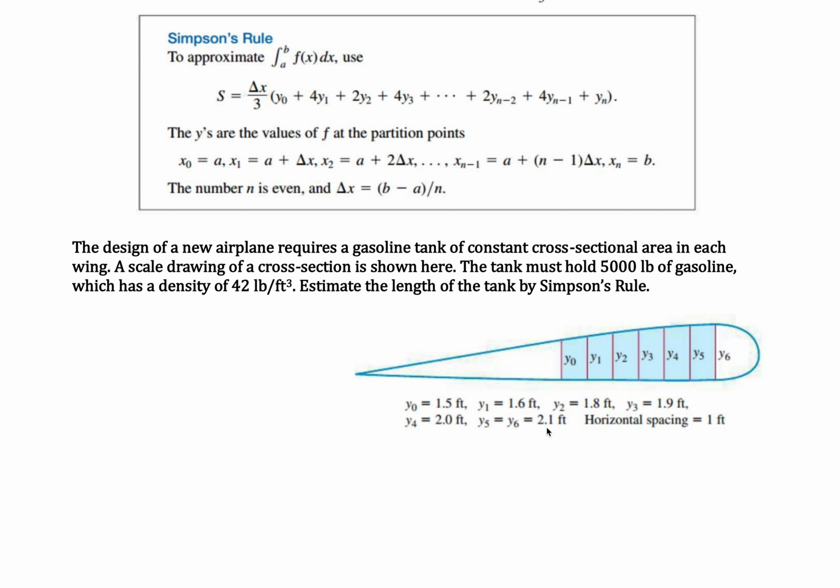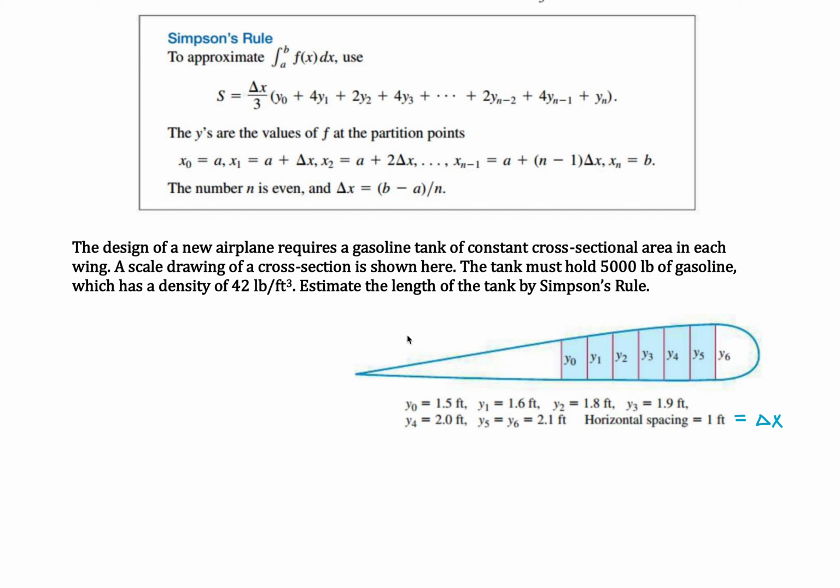So here we're given this cross-sectional view. We're told that the horizontal spacing, that's going to be our delta x, is 1 foot. So this 1 foot is going to be our delta x. And then it gives us the different values for y. So we have y sub 1 up through y sub 6.